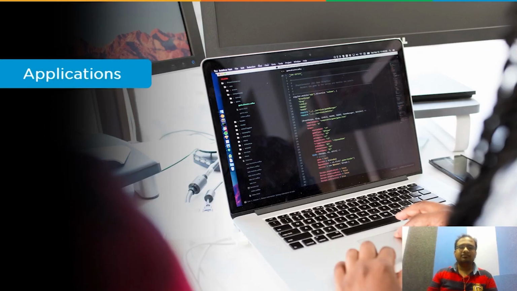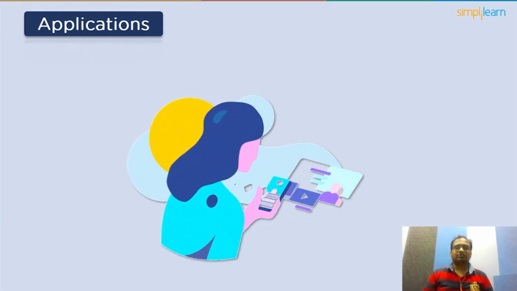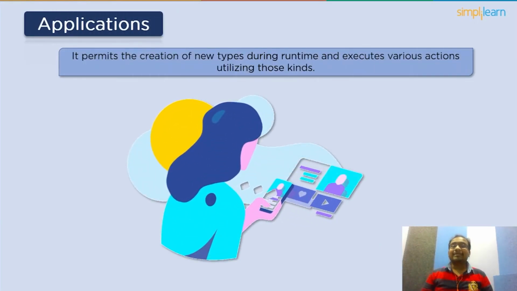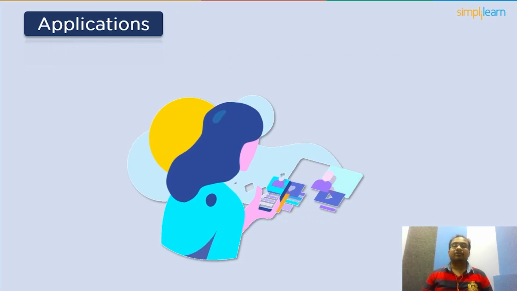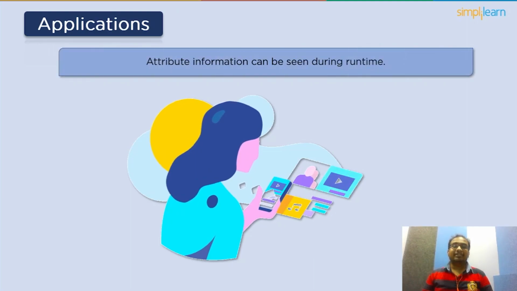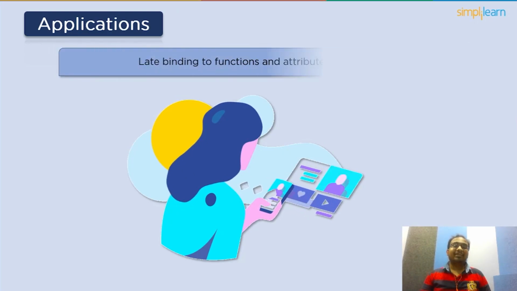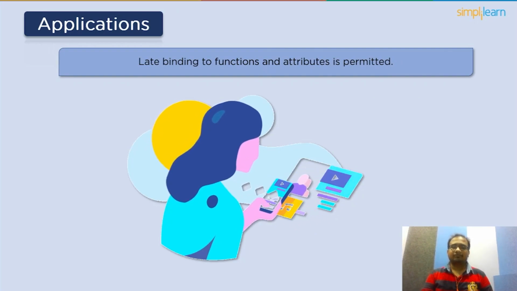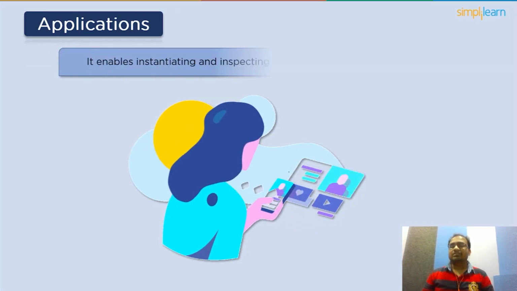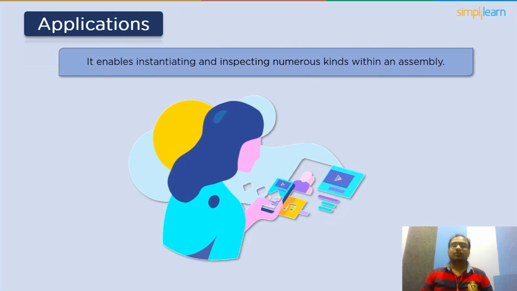Finally, let's discuss some of the applications of C# reflection. First, it permits the creation of new types during runtime and executes various actions utilizing those kinds. Then we have attribute information that can be seen during runtime. Following that, we also have late binding, which permits functions and attributes. At last, it also enables instantiating numerous kinds within an assembly.